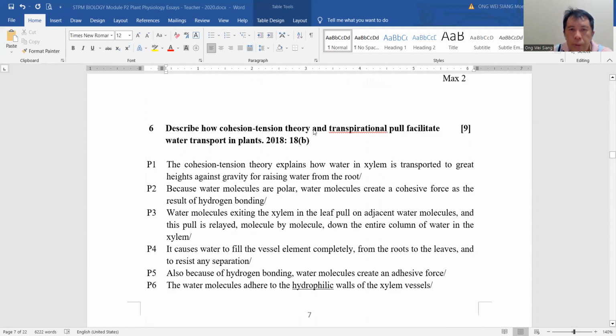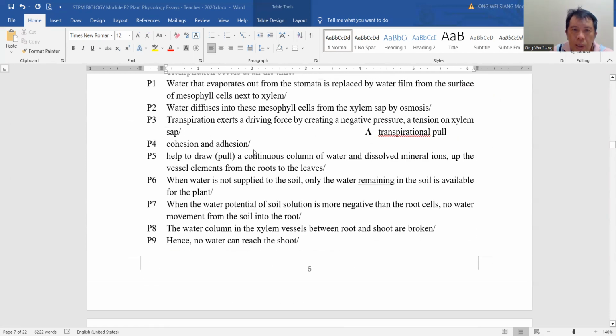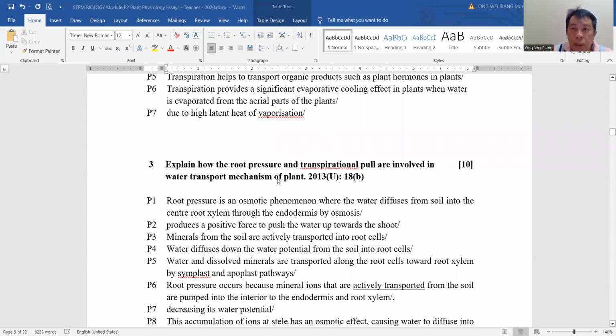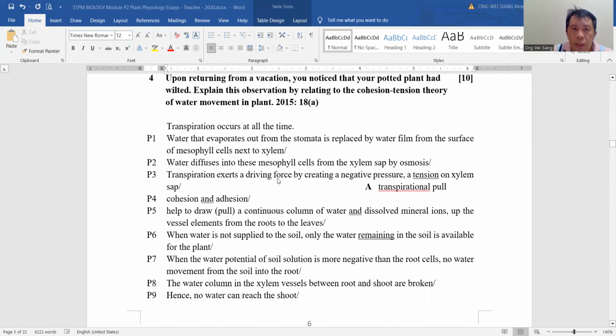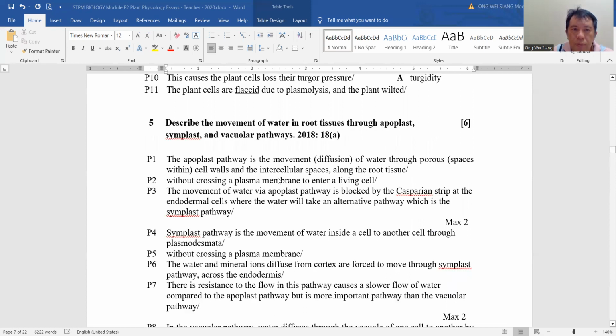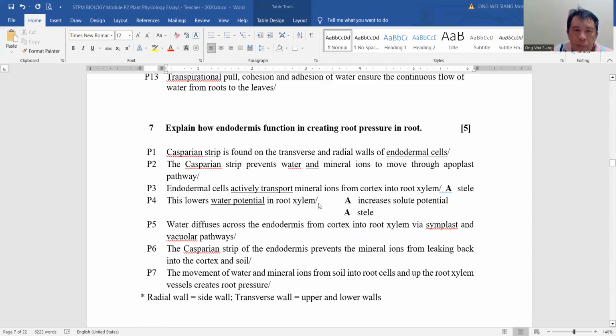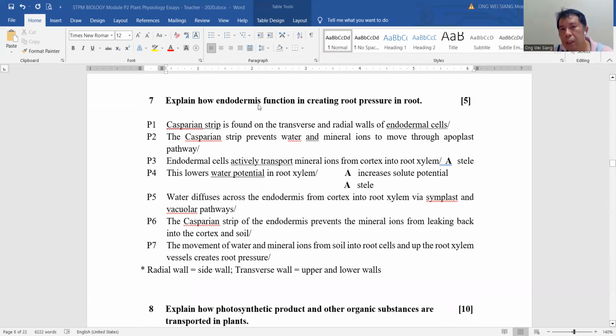Describe how cohesion tension theory and transpirational pull facilitate water transport. This question is very similar to the question here, number 3, so you can go through it. Cohesion tension theory, and so on. Then, how does the endodermis function in creating root pressure in the root?